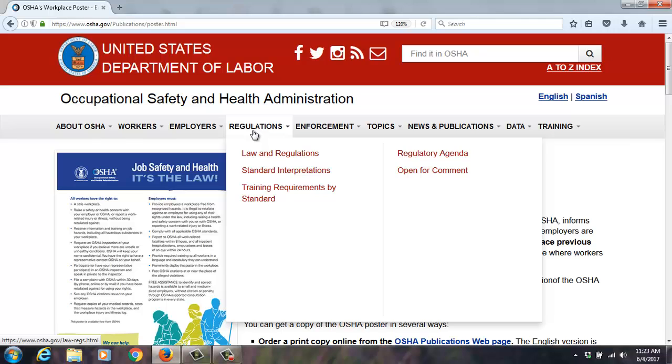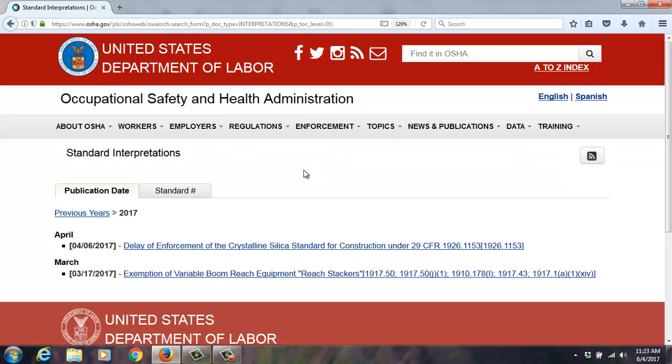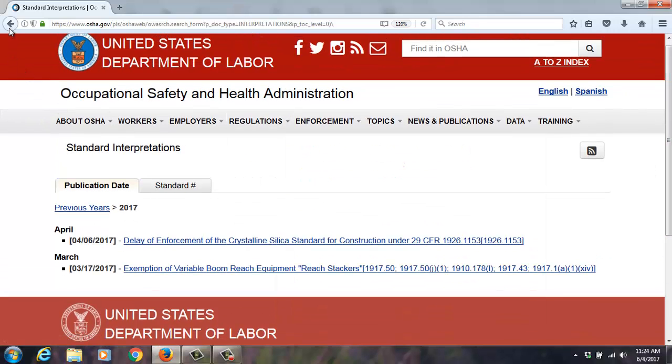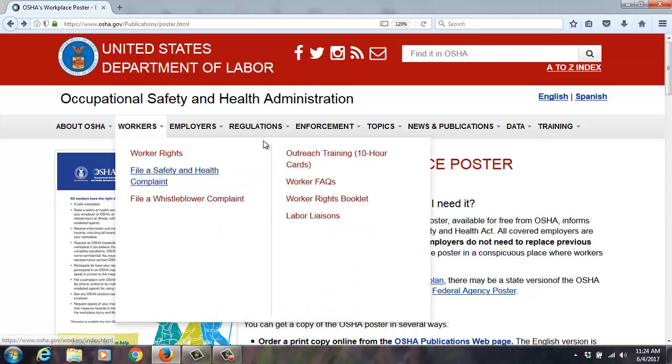Under regulations, you can actually look through the regulations. I'll show you that in a second. We get standard interpretations. This is something that I go to when people ask me really interesting or specific or unique questions about how to apply a specific standard to their situation. Likely there's someone who has come into that situation before, and so they contact OSHA, and then OSHA writes back. So if you need a little bit more specific information, you go search within the standard interpretations, and I think that's a good thing. There's a whole library list of stuff there.